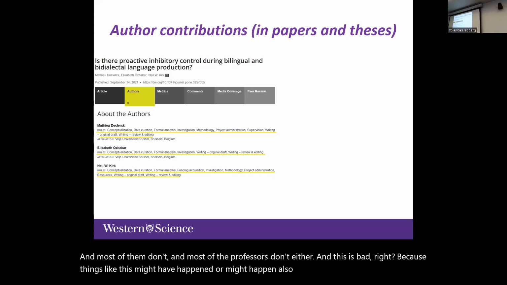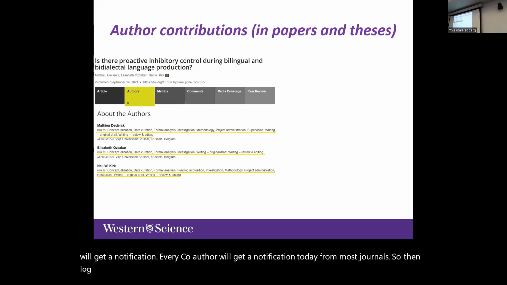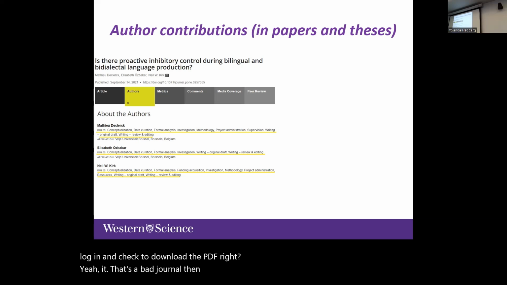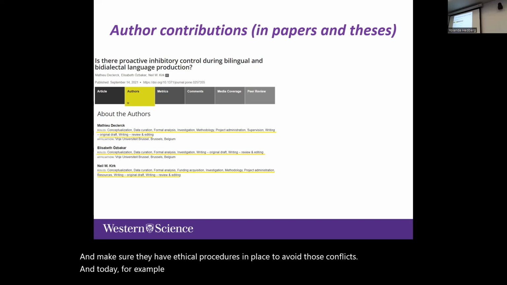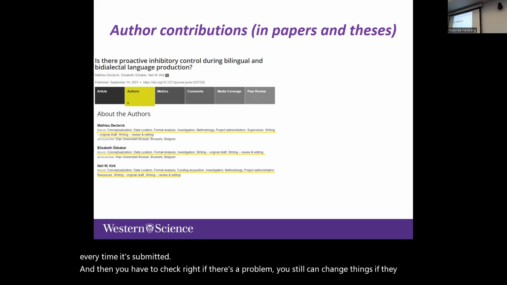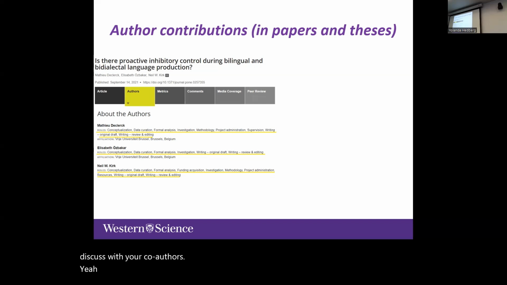Also, if you submit to a journal, every co-author will get a notification today from most journals. So then log in and check. Download the PDF. In case the journal doesn't, that's a bad journal, because it is the duty of the journal to have ethical procedures in place to avoid those conflicts. Today, for example, Elsevier journals send out a notification to all co-authors every time a paper is submitted. Then you have to check, right? If there's a problem, you still can change things. You still can discuss with your co-authors. It's weird that they would send an email after acceptance but not after submission. This was the policy previously, and because of these ethical issues, most of the journals have changed it, but not all.